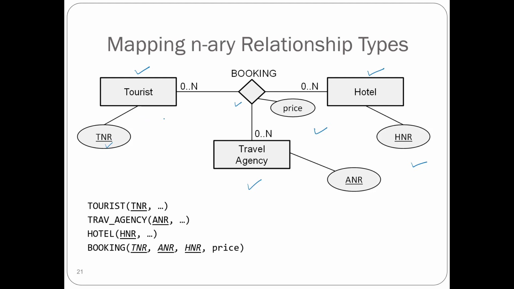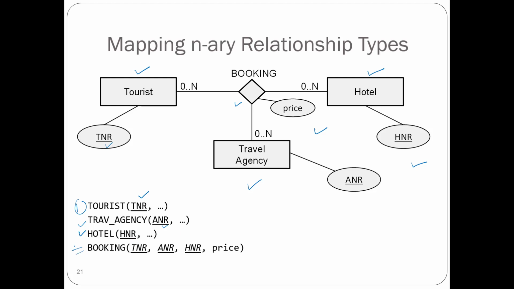We will have to create one relation for each of these three entities. So the first relation is for tourist. You will put the TNR as the primary key, and the remaining attributes for the tourist, like tourist name, tourist age, tourist address, and all that. For travel agency also, you will have the ANR. You'll create a relation for travel agency, call it travel agency, and you'll put the primary key ANR and the remaining attributes. For hotel, you'll have the primary key HNR, and you'll add the other attributes.